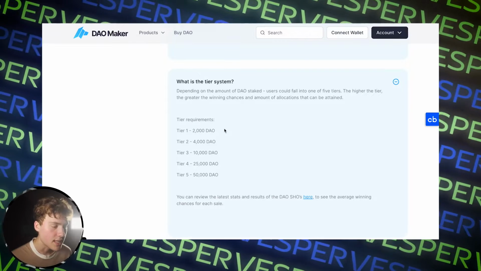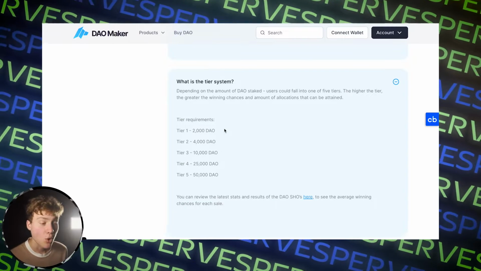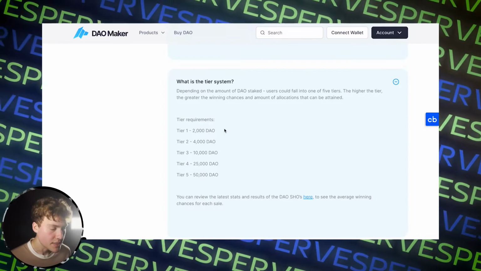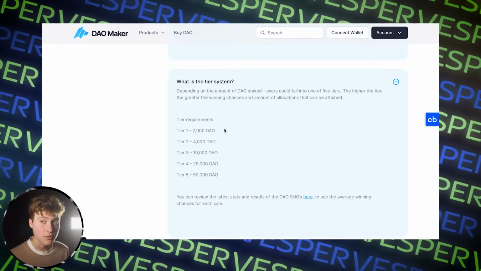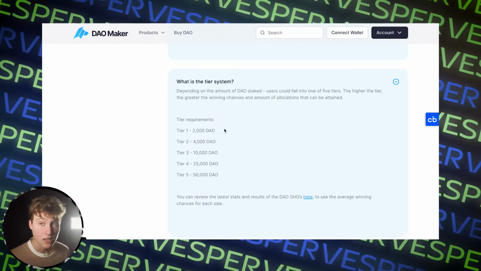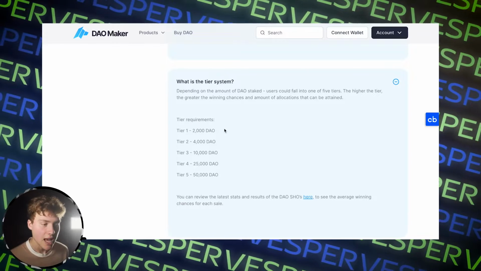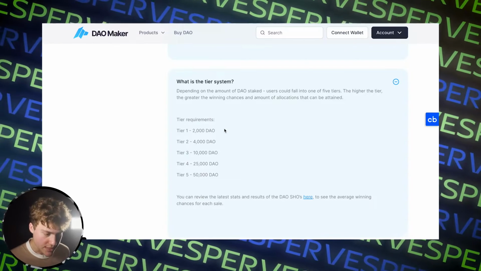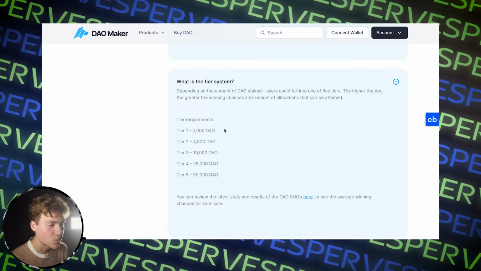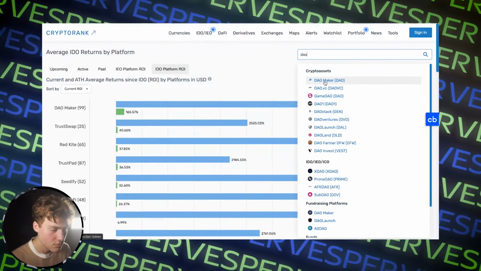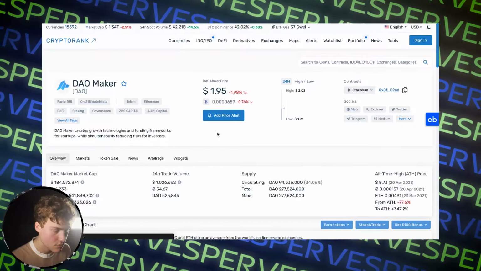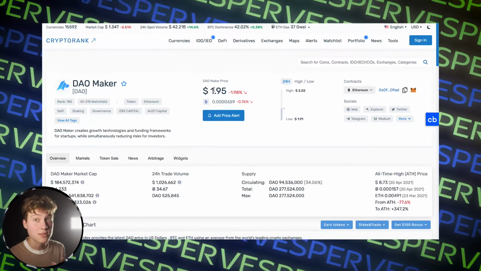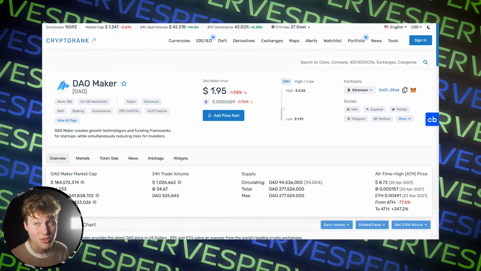So the least number of tokens that you need to hold and stake in order to participate in one of these IDOs is 2,000 DAO. Again, this platform is like the best one. Most of the projects it launches give really high returns, as we have seen on CryptoRank. But 1 DAO is almost $2, so it is $4,000, which is really expensive.